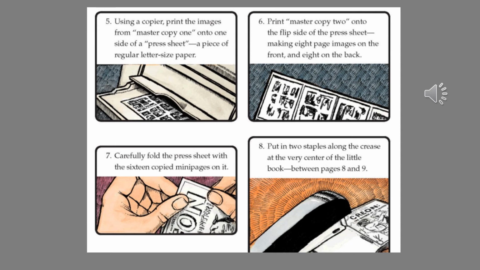5. Using a copier, print the images from Master Copy 1 onto one side of a press sheet, a piece of letter-sized paper. Print Master Copy 2 on the flip side of the press sheet, making 8-page images on the front and 8 on the back. 7. Carefully fold the press sheet with the 16 copied mini pages on it. 8. Put in 2 staples along the crease at the very center of the little book, pages 8 and 9.